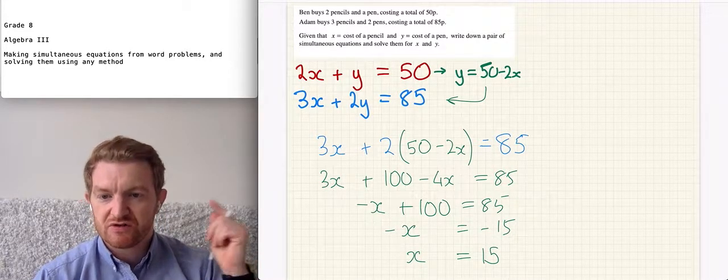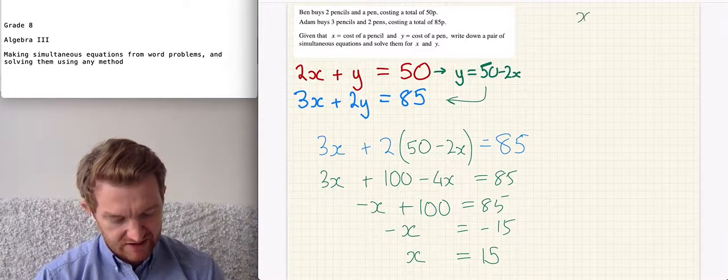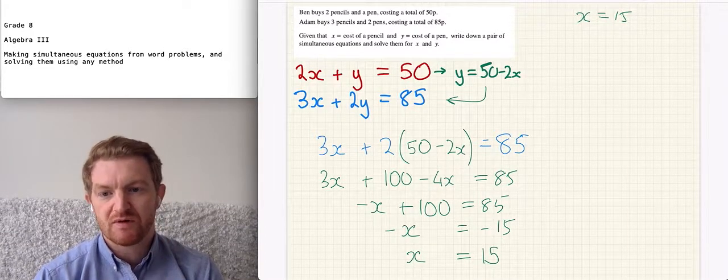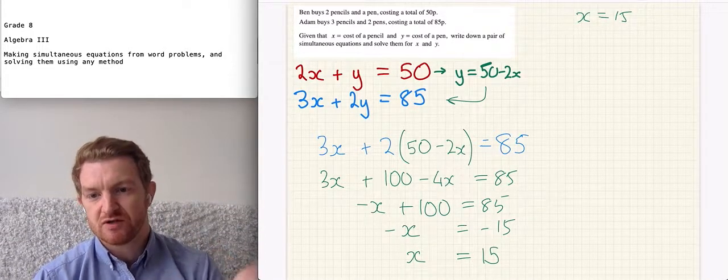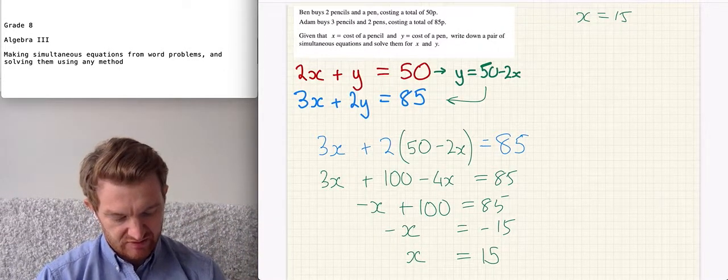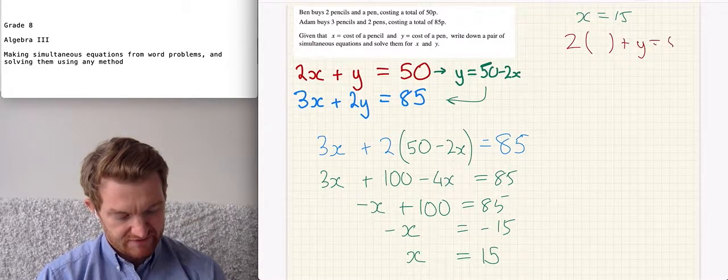Now remember, we did the substitution on the blue equation, so we need to put x is 15 into the red equation because we've already used the blue one. Notice I'm not putting it into the green one because that's one we made. You always substitute into one of the 2 original equations. So it's going to be 2 lots of 15 plus y is 50, and 2 15s are 30, so 30 plus y is 50, y is 20.